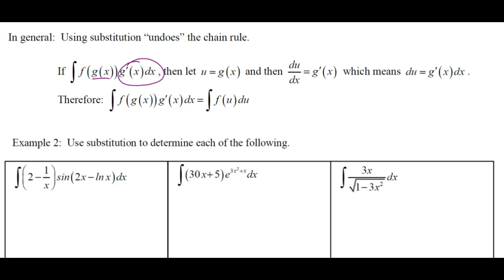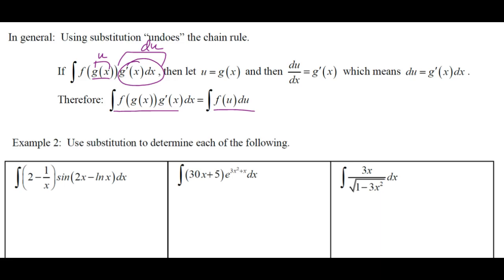Then we let u equal g of x, then du by dx is g prime of x, which means du is g prime of x dx, right? So this becomes du, right? And this becomes u, so that becomes f of u du. Okay? So now it's a function in a different variable, but it's one whose antiderivative is easy to figure out.